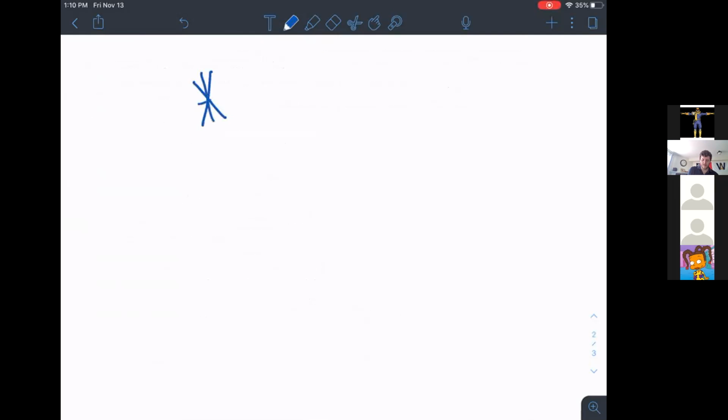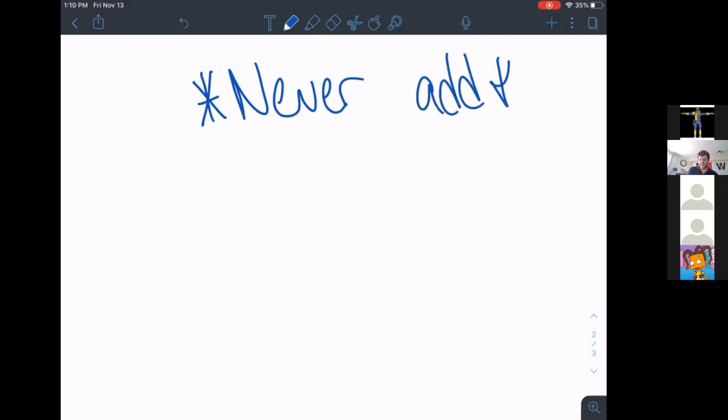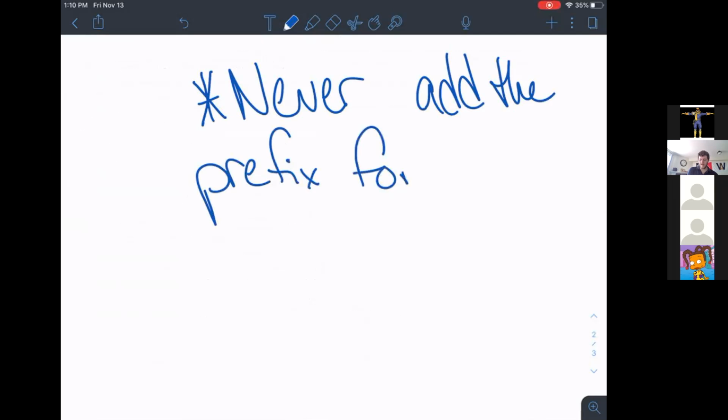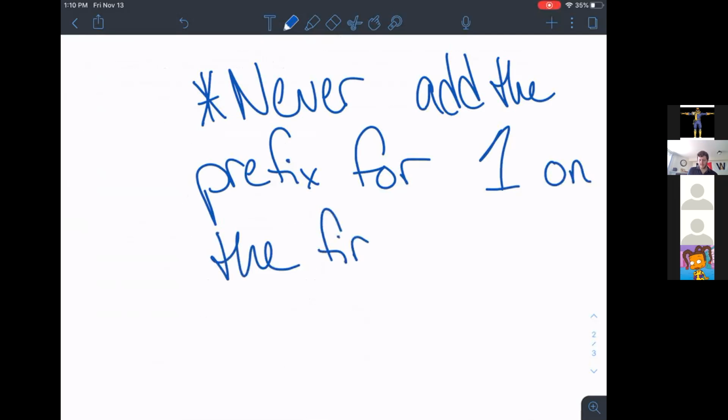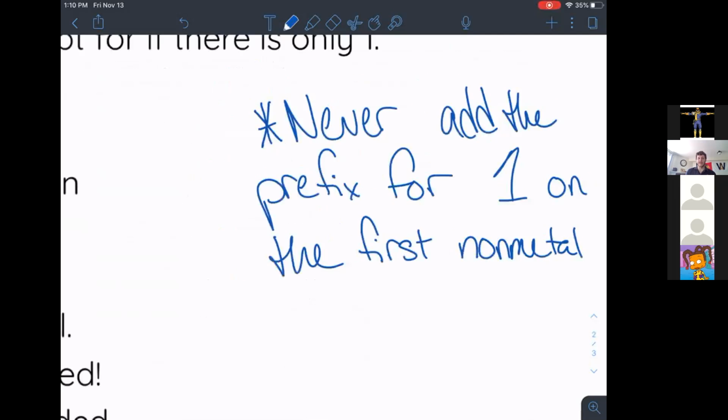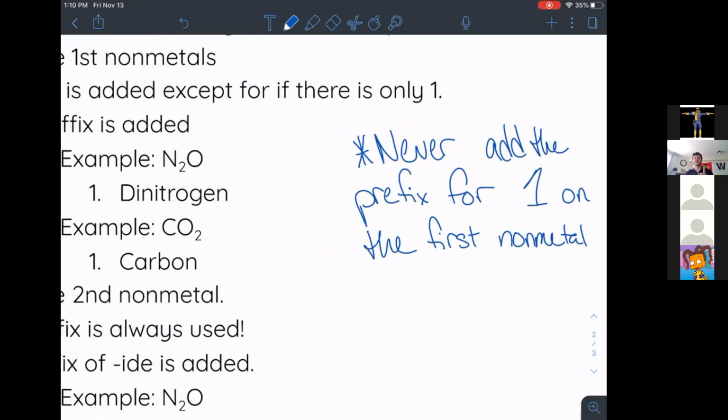Never add the prefix for one on the first nonmetal. If you just write the element's name, it's telling you that there's one of them. And if you put a prefix in front, that's when you're looking at more than one.